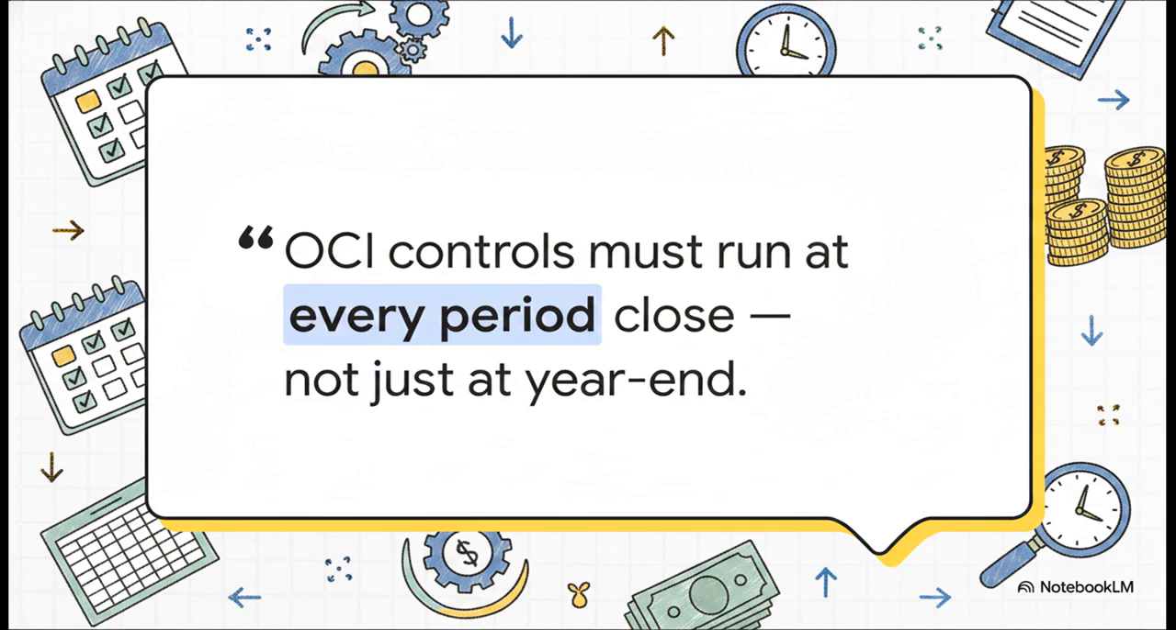Which brings us to this quote, which is essentially the golden rule of the handbook. OCI controls must run at every period close, not just at year-end. Seriously, we cannot wait until December to look for reclassification triggers. Or, worse, wait until year-end to realize the OCI roll forward has been out of balance since March? These are strictly period close activities.